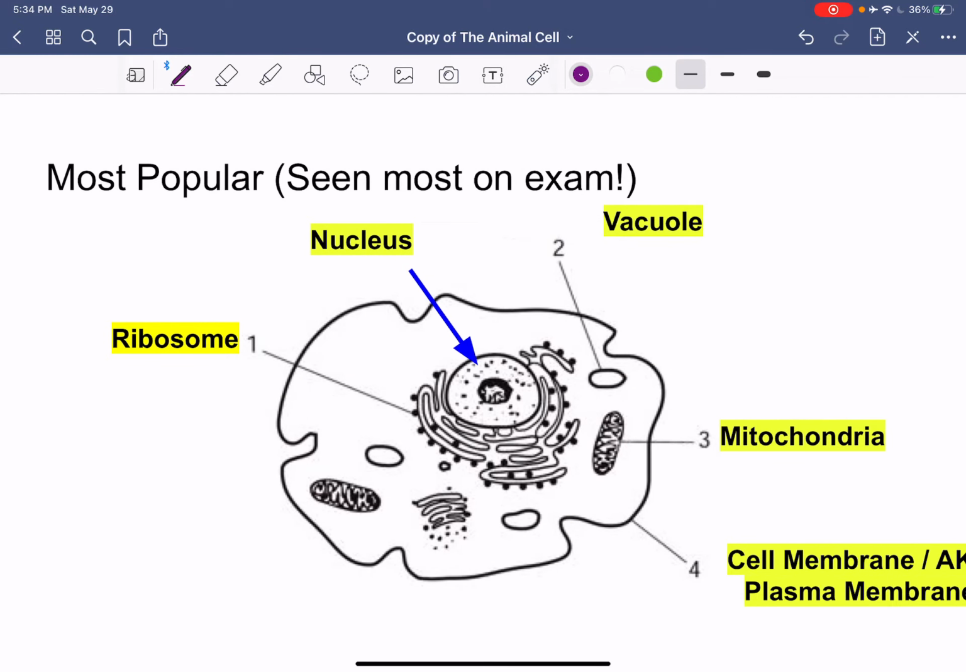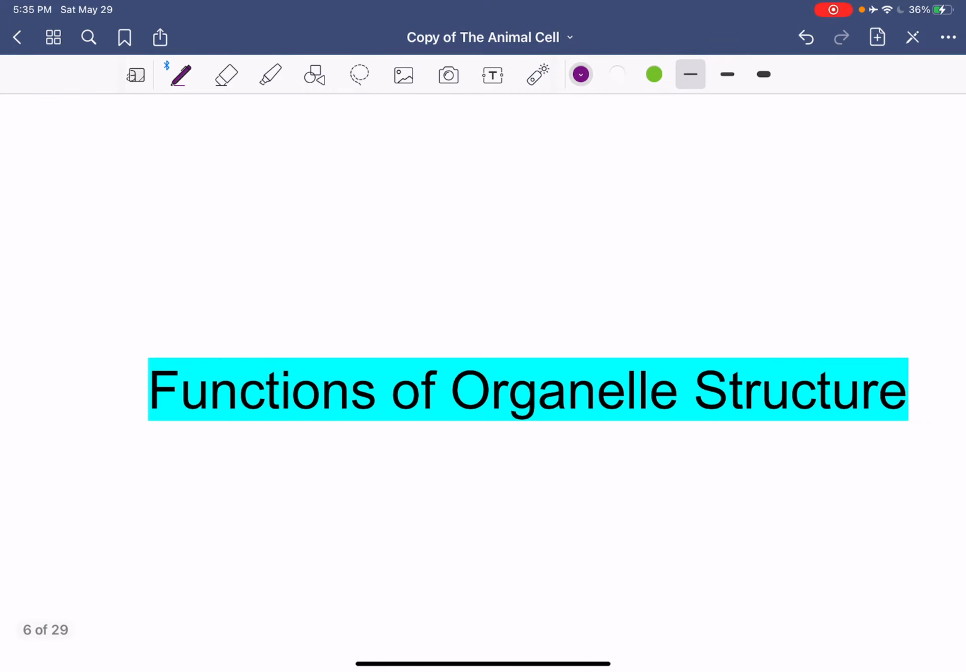So to emphasize, the most questions that you will see on this exam are going to be, doesn't have to be in this order, the nucleus, the ribosomes, the vacuole, the mitochondria, and of course the cell membrane. Now the cell membrane is going to have literally its own video. There's a lot to discuss about the cell membrane, so that's a separate video on itself.